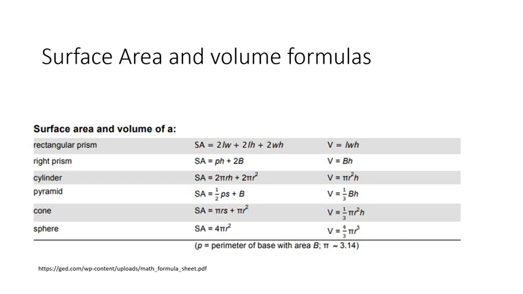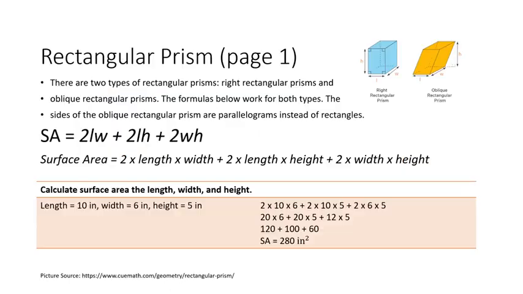These are the surface area and volume formulas that are found on the GED formula sheet. In this video, we're going to focus on the first two, rectangular prisms and right prisms, specifically the surface area formulas. The first surface area formula we're going to look at is the rectangular prism.